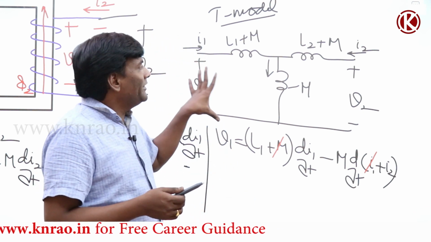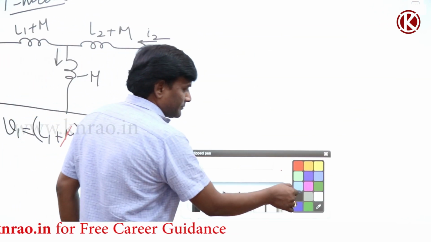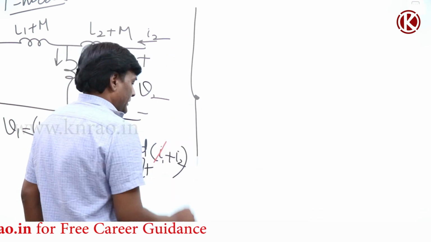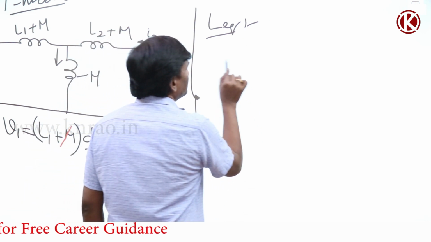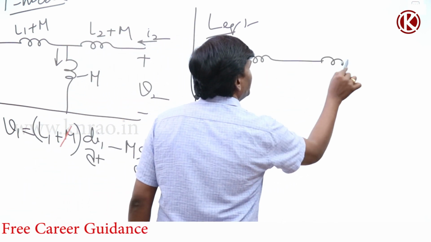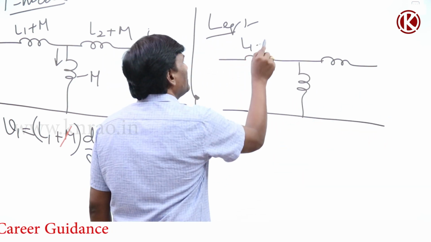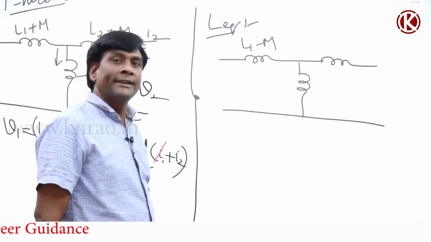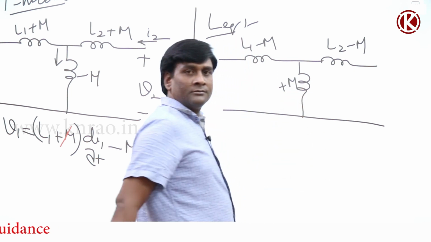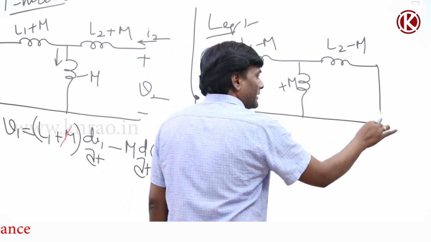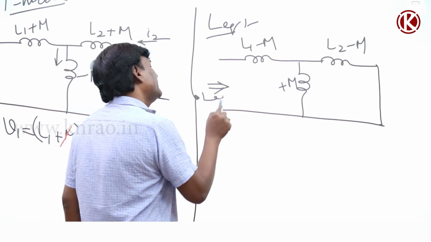Now anyway, in one of the GATE exams, they asked for L equivalent. So let me calculate L equivalent. If I think of the aiding direction, of course they asked for L equivalent when the second coil is short circuited. So this is L1 minus M, aiding or opposing? Aiding. L2 minus M, this is plus M.